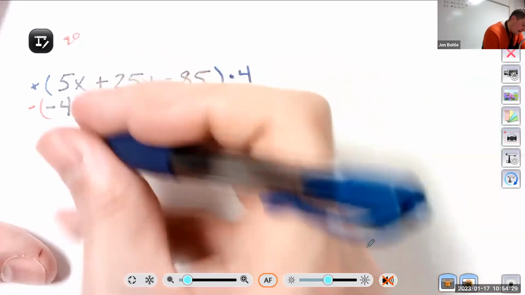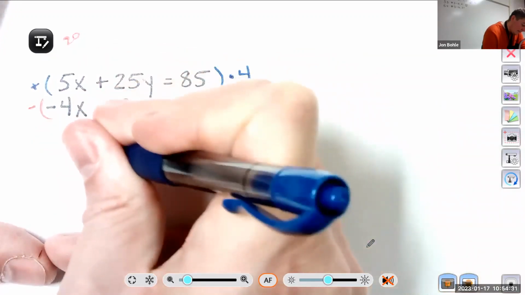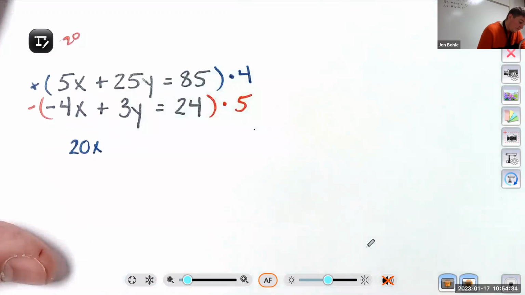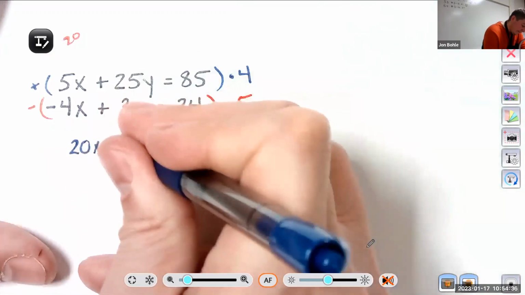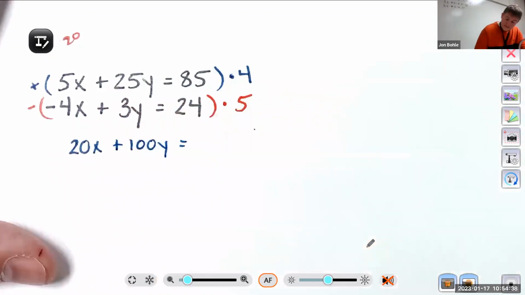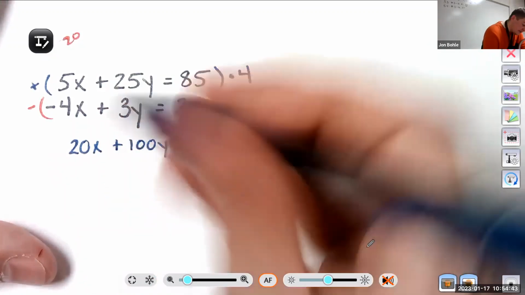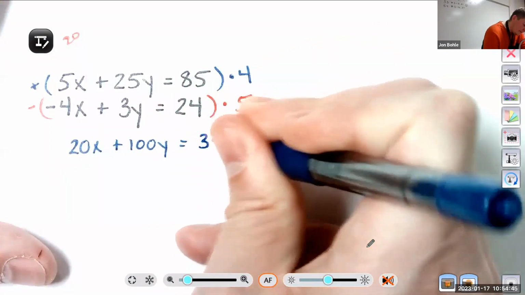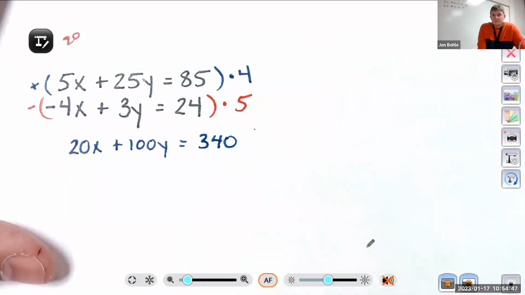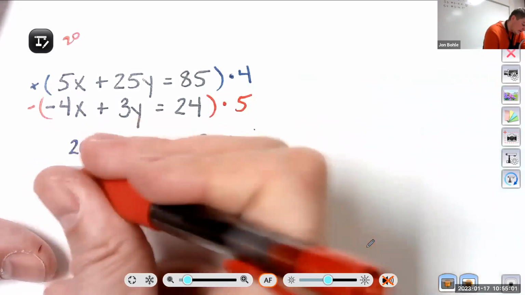All right, 4 times 5 is 20. 4 times 25 is 100. 4 times 85. I probably could try to do that in my head, but off on this side, I'm typing that in a calculator. I can't think of one situation where you're not really going to have a calculator for graded work we do in my class. So if you don't know, just use a calculator. 5 times negative 4 is negative 20.